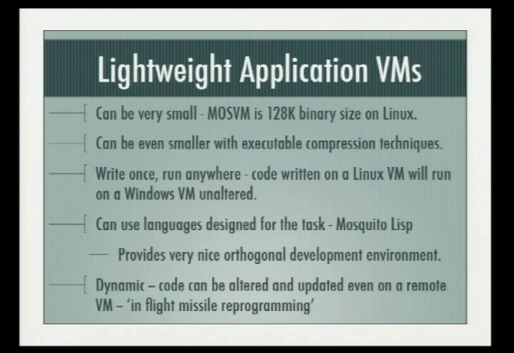So we come to lightweight application virtual machines. They can be very small. Most of them are 128K binary size in Linux. That's the whole virtual machine with all the libraries you need to run it. It can be even smaller with executable compression tricks. I would say we could get 64 to 80K with executable compression tricks.